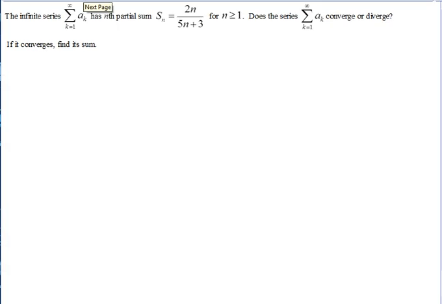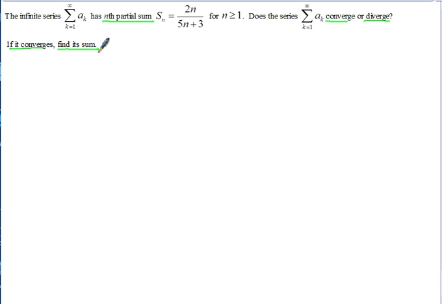Okay. Next one a little different. It says the infinite series has an nth partial sum. So remember, partial sums mean adding up the first so many terms. So here, if n was 10, that'd be the sum of the first 10 terms. If n was 20, that'd be the sum of the first 20 terms, and so on. But it gives you a formula for that partial sum. So it says, does this series converge or diverge? If it converges, find its sum.